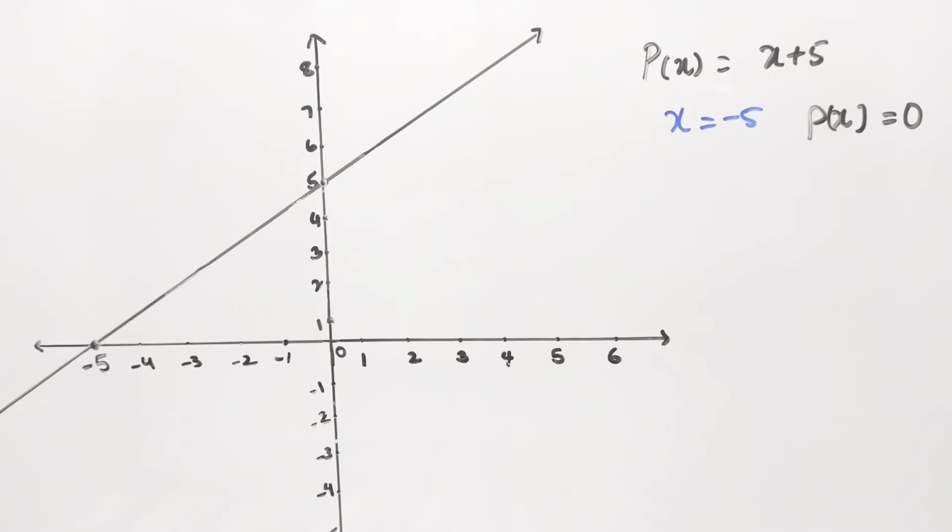Instead of being linear, if it was quadratic, how many zeros would it have? 2 zeros? Not necessarily. So the interesting thing is, if it's a quadratic, it can have a maximum of 2 zeros. That's the only thing that we know. Similarly, a cubic polynomial can have a maximum of 3 zeros and so on.